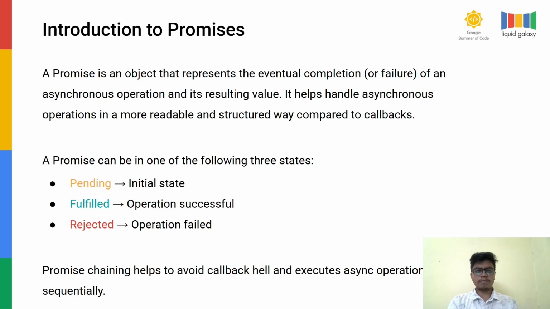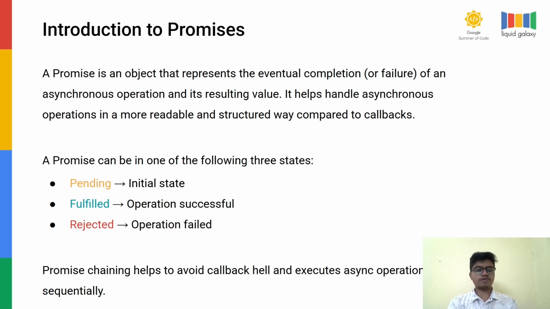So the solution of this problem is promises. Promises give us a better way of handling asynchronous code. A promise is an object that represents the eventual completion or failure of an asynchronous operation and its resulting value. Unlike callbacks, promises help in achieving much cleaner and maintainable code for handling asynchronous functions.